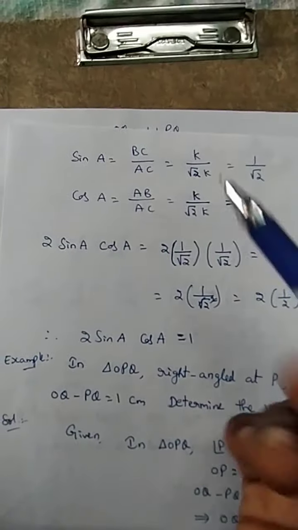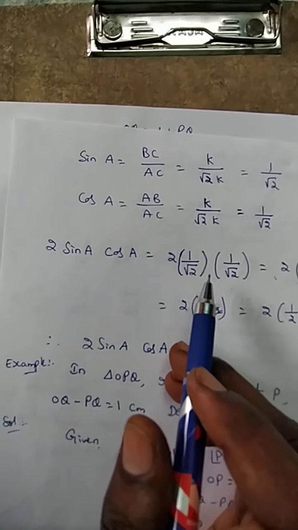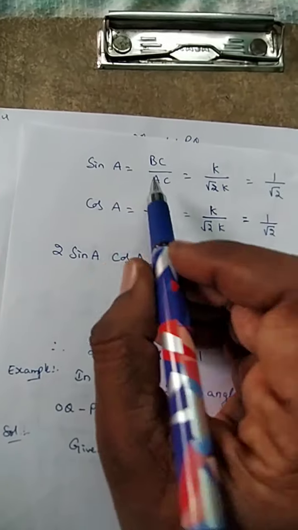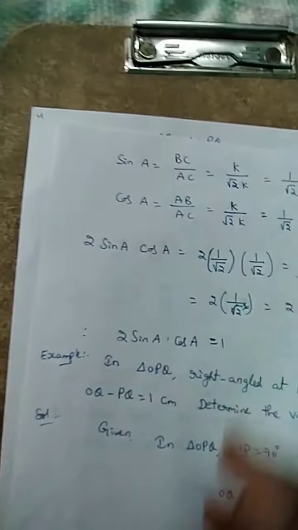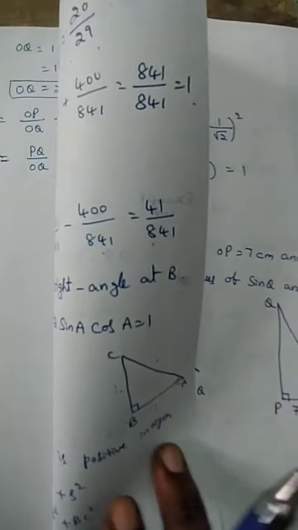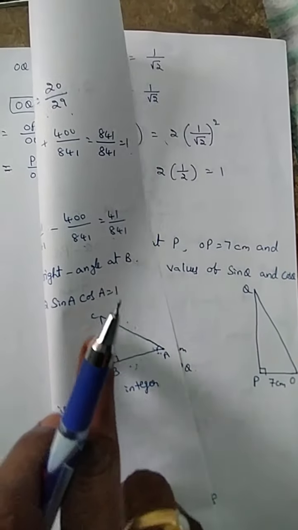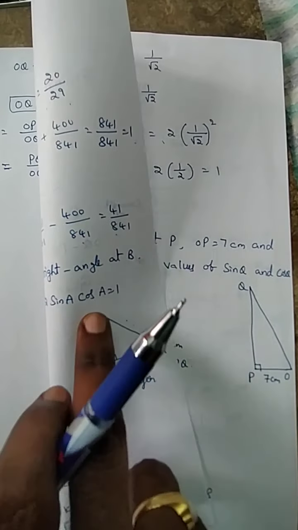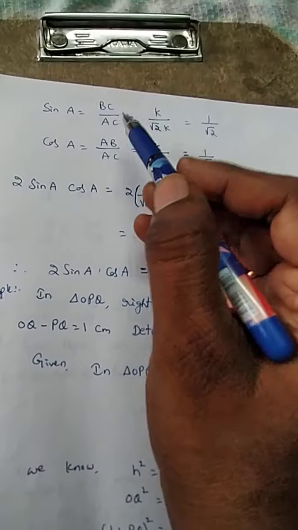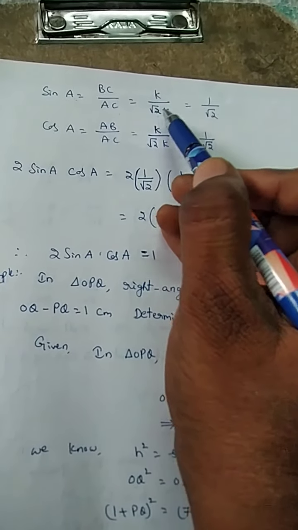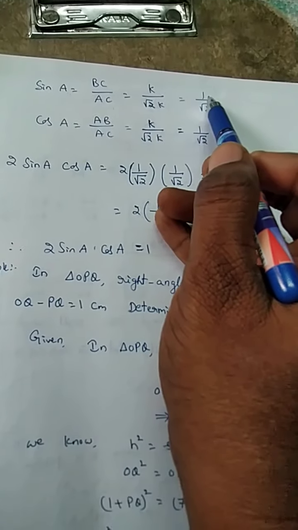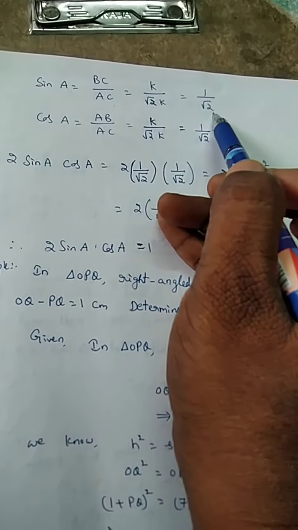Next, what they ask in the question: verify that 2 sin A cos A is equal to 1. Then automatically you can find the value of sin A. Sin A means opposite to angle A by hypotenuse. What is the opposite to angle A in the problem? BC is the opposite. Hypotenuse means AC. Then BC by AC. BC measure is K, AC measure is root 2 K. K cancels. The balance is 1 in the numerator and root 2 in the denominator.